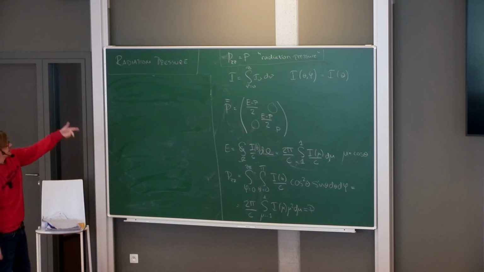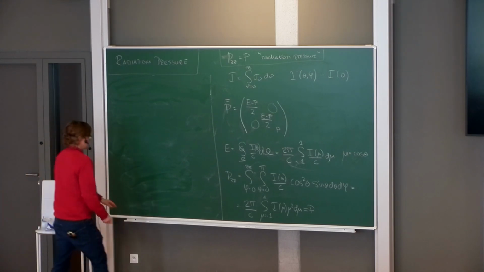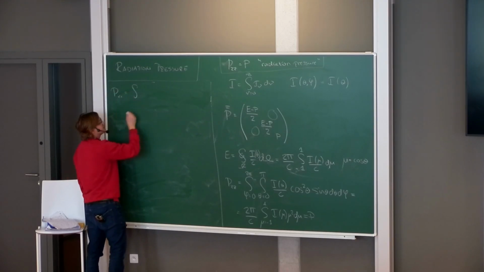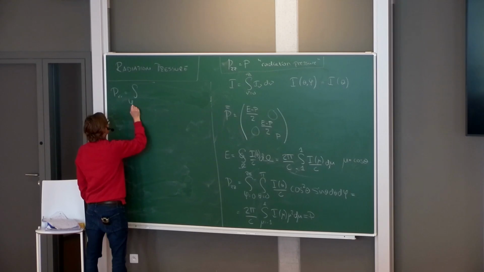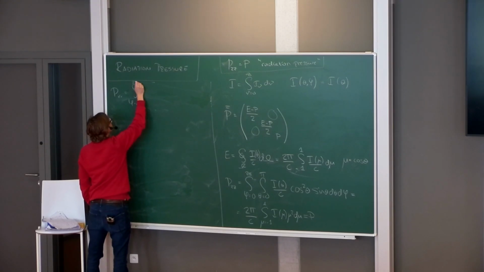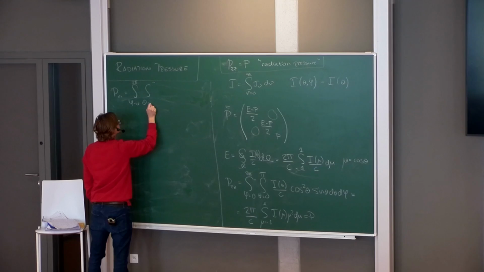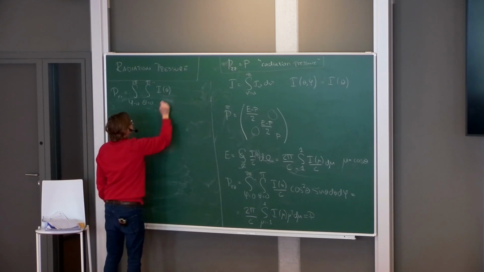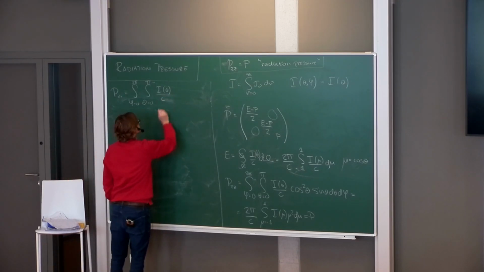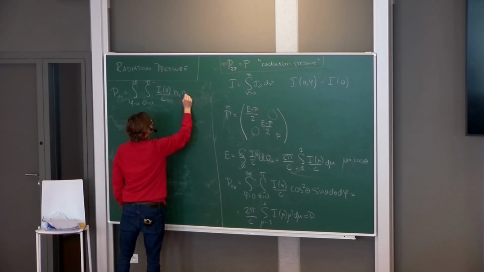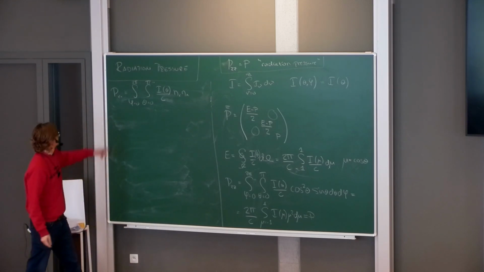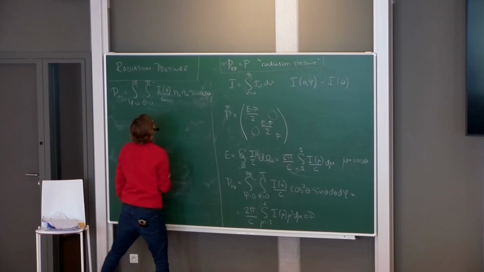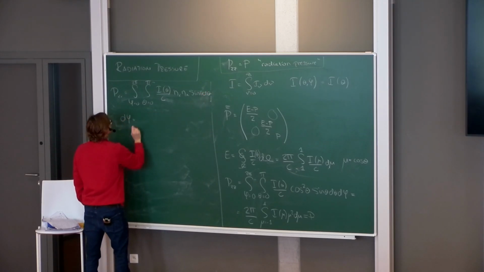Okay, now let's look at the xx component. So, pxx is going to be then our phi 0 to 2 pi, our theta 0 to pi, okay? I of theta divided by c, and now I'm going to do the extra step here, nx, nx, xx component, sine theta, d theta, d phi.